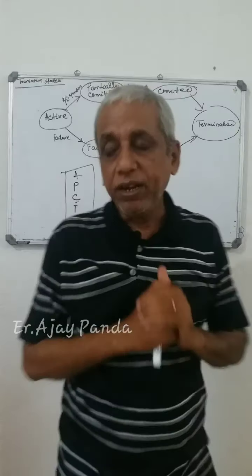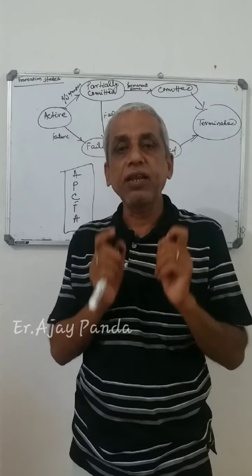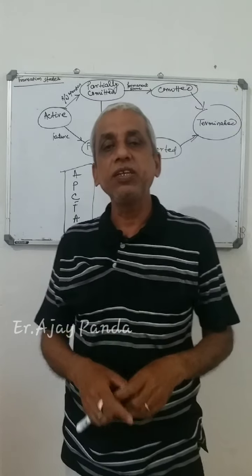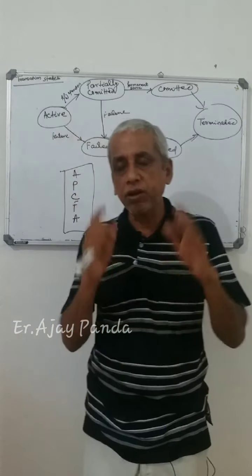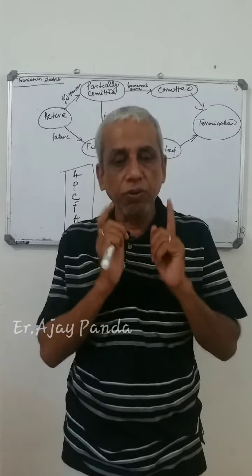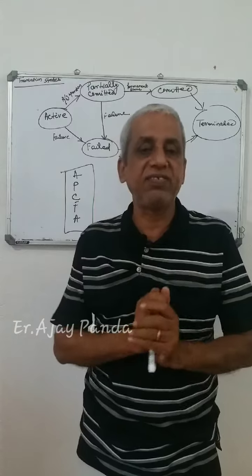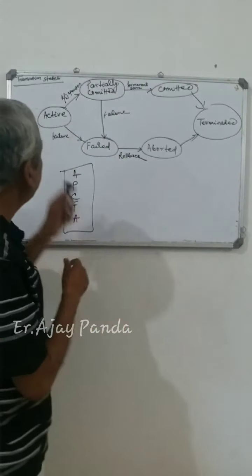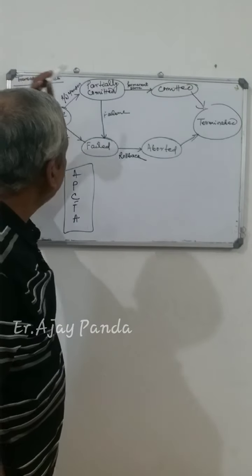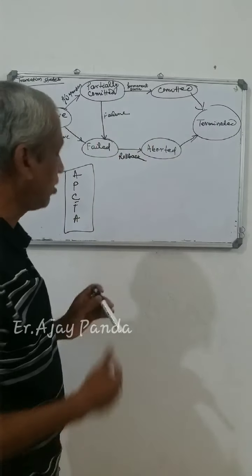So what do you mean by that? This is the life cycle of the transaction state. That means during the processing of this transaction, we must follow the 5 steps or 5 states. So these are the active state, partially committed state, failed, aborted, terminated.